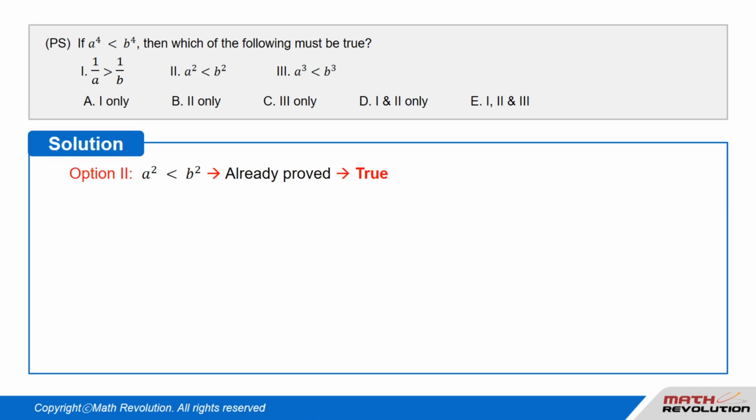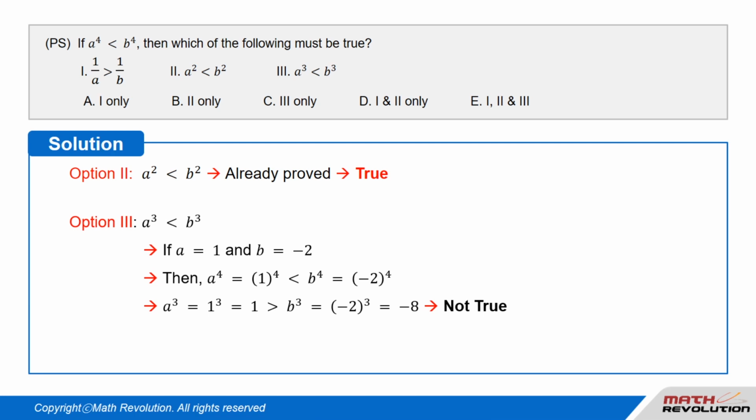Option 2. A squared is smaller than b squared. As seen above, this option is true. Option 3. A cube is smaller than b cube. If a equals 1 and b equals negative 2, then a to the power of 4 equals 1 to the power of 4, which is smaller than b to the power of 4, which equals negative 2 to the power of 4. However, a cube equals 1 cube equals 1, which is greater than b cube, which equals negative 2 cube, which equals negative 8. Thus, this option is not true.